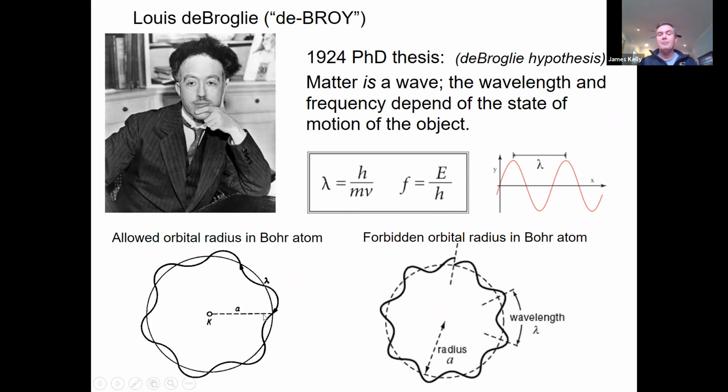And what he realized, the motivation behind postulating this, is that you could think of the orbits in the Bohr atom as being just the right radius to fit an integer number of wiggles, of wavelengths of the wave as it's going around, whereas for forbidden orbit radii, a wave wouldn't fit around with an integer number of wavelengths in there.